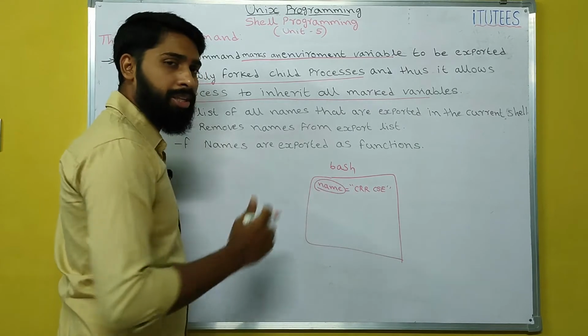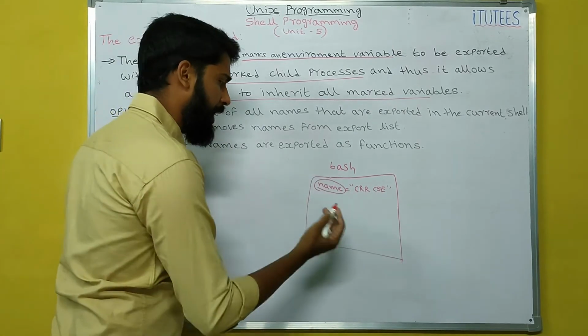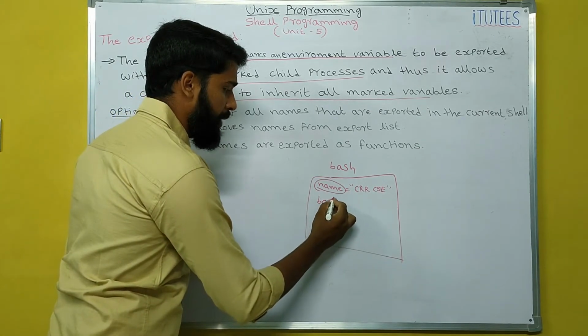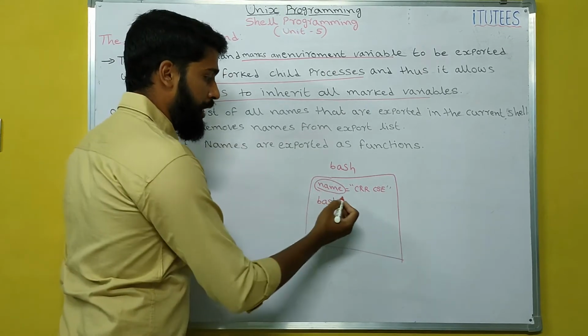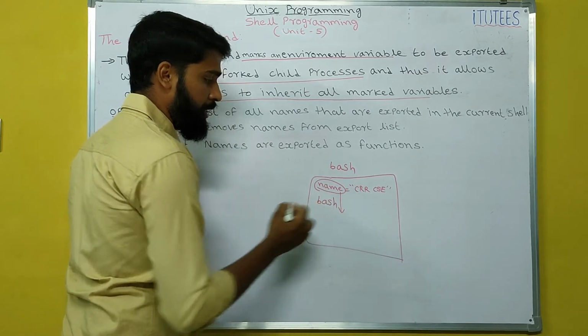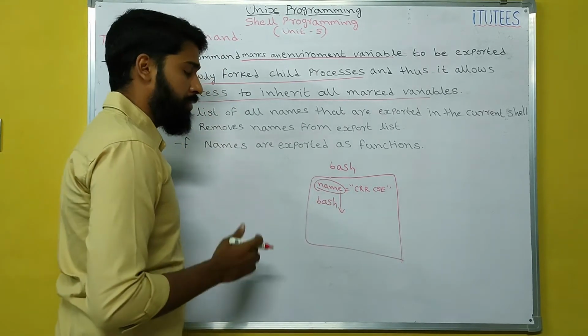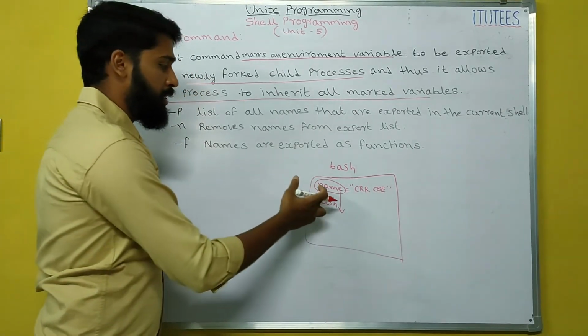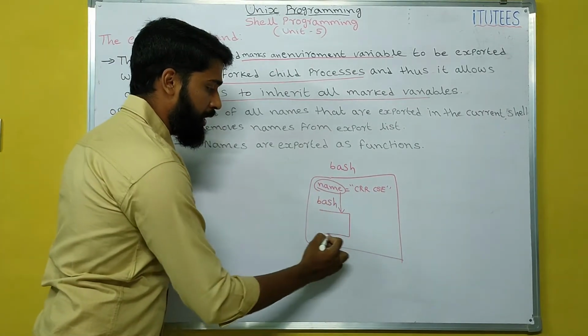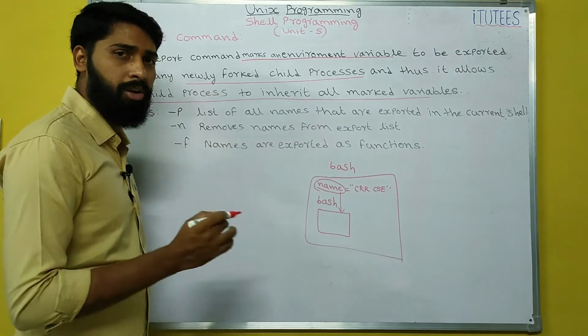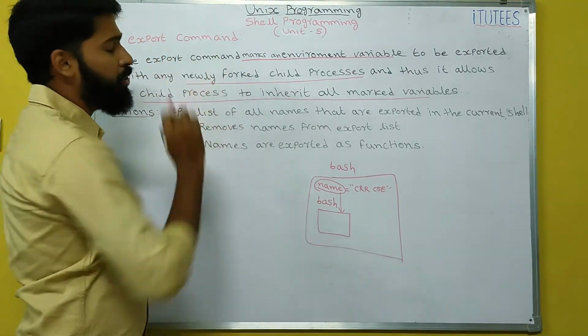Now I create a child process. For example, for this bash, I create a child process by using the bash command. Now I cannot use this name in this bash. So for example, I want to export this name to the newly created child process bash. How? By using the export command.